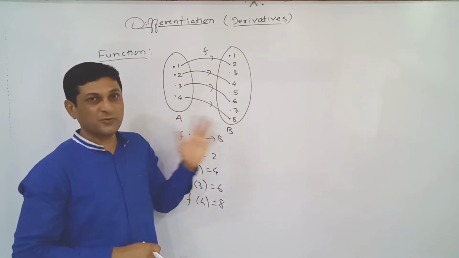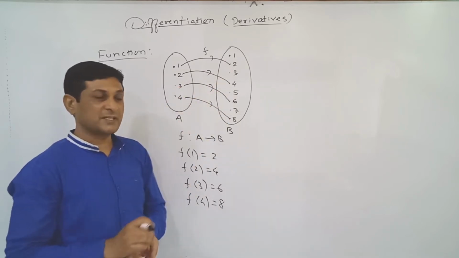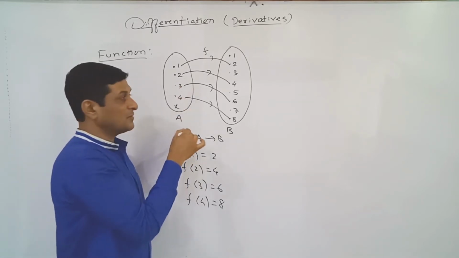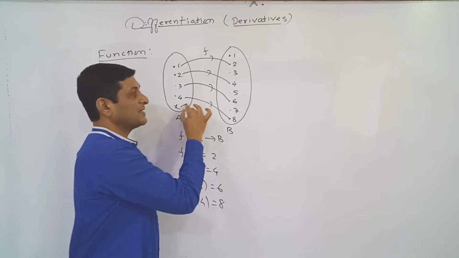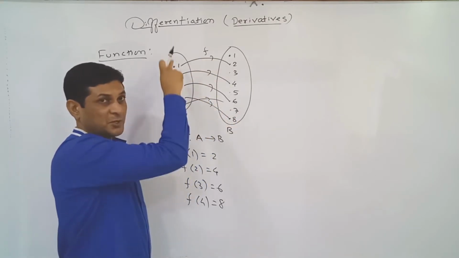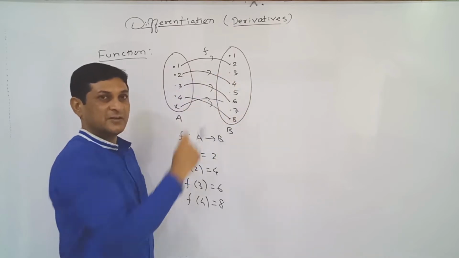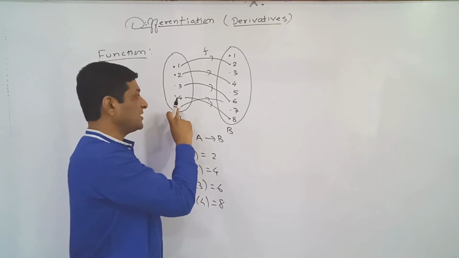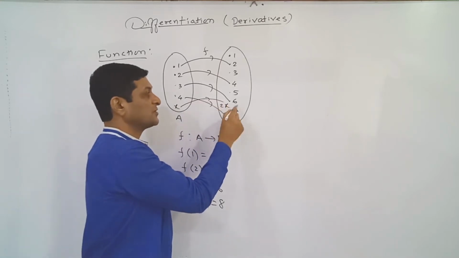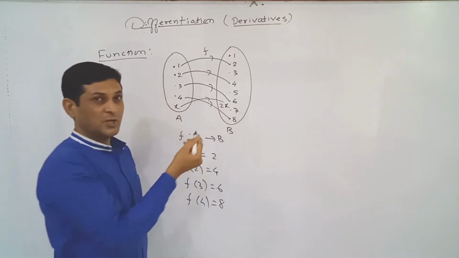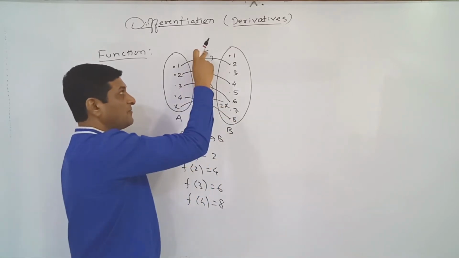In the same way, 3 and 4 are related with its twice. Now suppose that one element x is there in this set A. Then what will be the image of x under the function f? In this case, you will observe that every element is related with its twice. In the same way, x will also be related with its twice. What is twice of x? It will be equal to 2x. So x will get related with 2x. Symbolically it will be denoted by f of x.